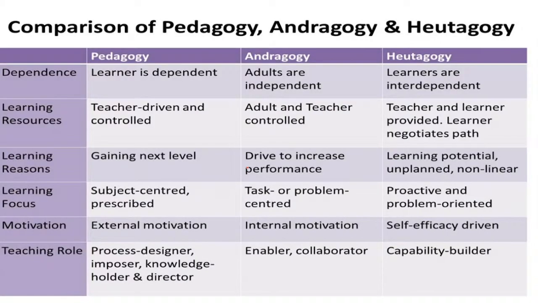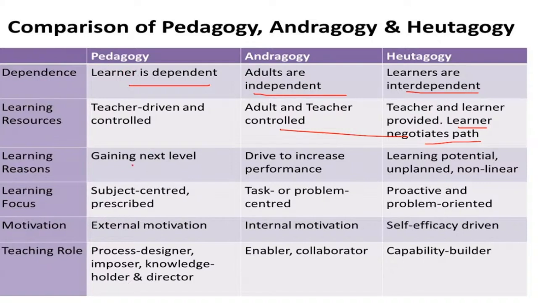In pedagogy the learner is more dependent on the teacher, in andragogy adults are independent, and in heutagogy the learner is completely interdependent. In heutagogy the role of the teacher is just as a spectator, that's all. Pedagogy, as I said, the learner is dependent, so it is teacher driven. Andragogy is a combination of adult and teacher control, permissive you can say. And heutagogy is completely learner centered. The learner negotiates the path, wherein the teacher has to just play the role of a guide or a coach.